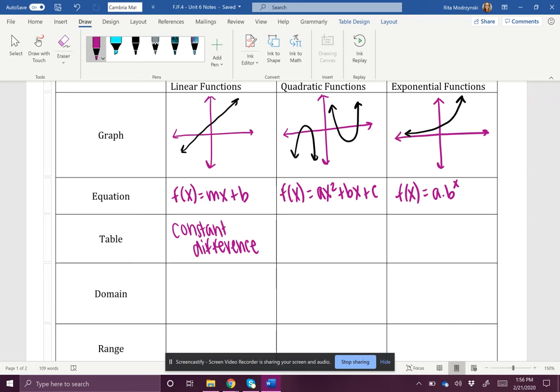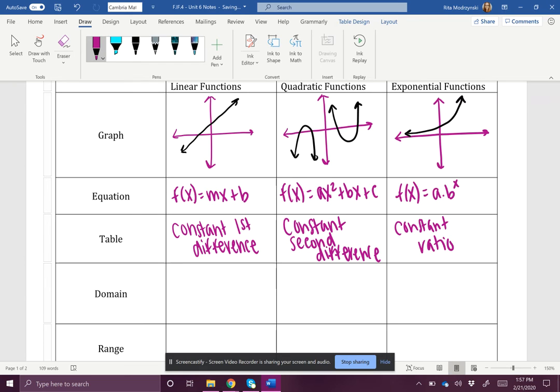With exponential functions, there's always a constant ratio, which means when you divide any two consecutive y terms, you would get the same ratio. With quadratic functions, there's a constant second difference. What that means is when you look at the first differences, there isn't a constant pattern. But when you look at the difference between the differences, or that second difference, there is a constant pattern.